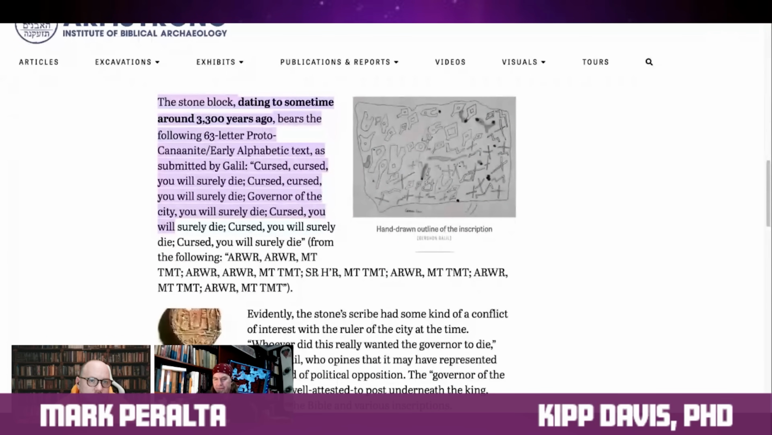Here, I'll just read from the article. The stone block, dating to sometime around 3,300 years ago, bears the following 63-letter proto-Canaanite early alphabetic text. So just like the curse tablet from Mount Ebal, right? Proto-Canaanite early alphabetic. As submitted by Galil, here's his translation.